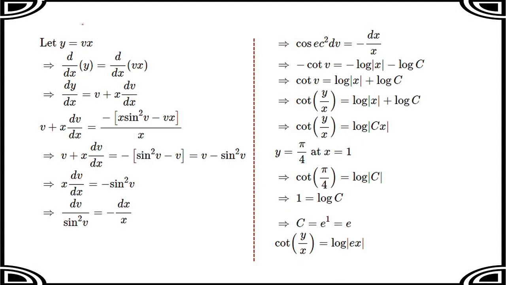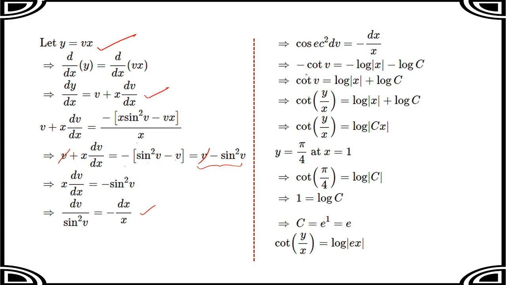Now we have to solve it. Y equal to vx and dy by dx equal to this. Input both the values in that equation, and then after that what are we doing? V plus x dv by dx is equal to, from here x common and overall cancels with this denominator, minus sine square v minus v, which can be written as, when we open the bracket, v minus sine square v. Now this v cancels from both sides, x dv by dx equal to minus sine square v. Separate the variables, and it is cosec square v dv is equal to minus dx upon x.